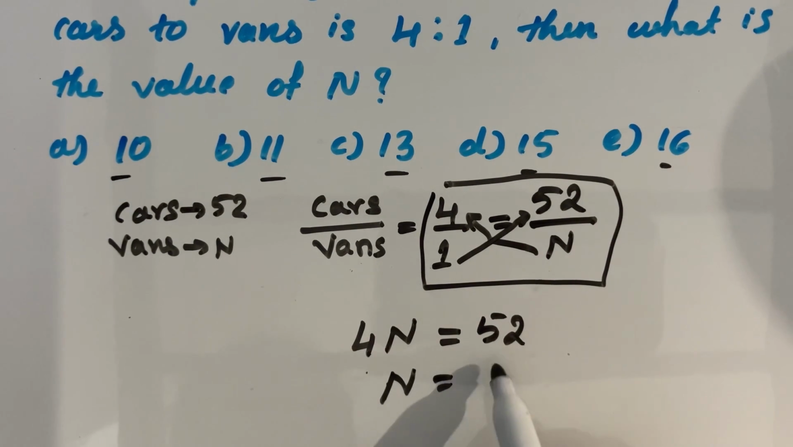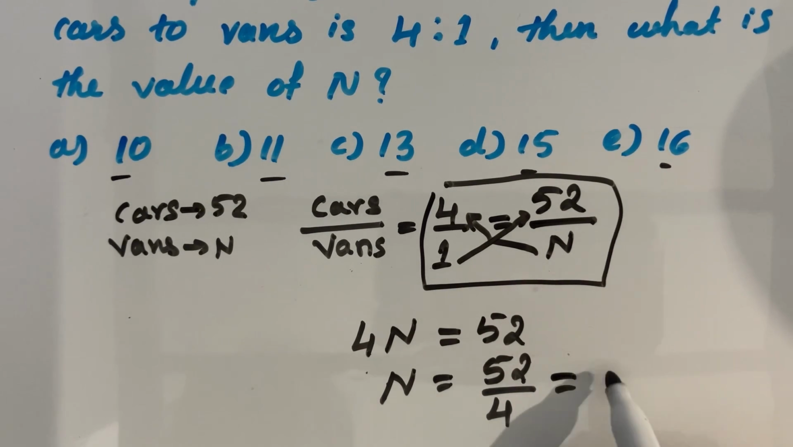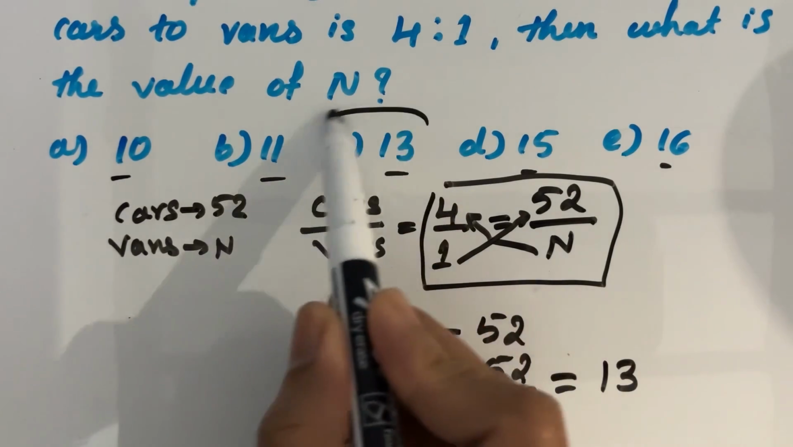n is nothing but 52 over 4, or 52 divided by 4, which is 13. 4 times 13 is 52. So n, the number of vans, is equal to 13. Correct option, option C.